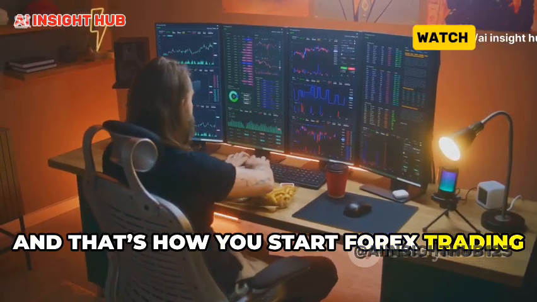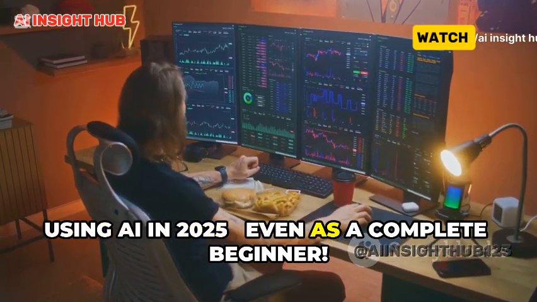And that's how you start Forex trading using AI in 2025, even as a complete beginner.